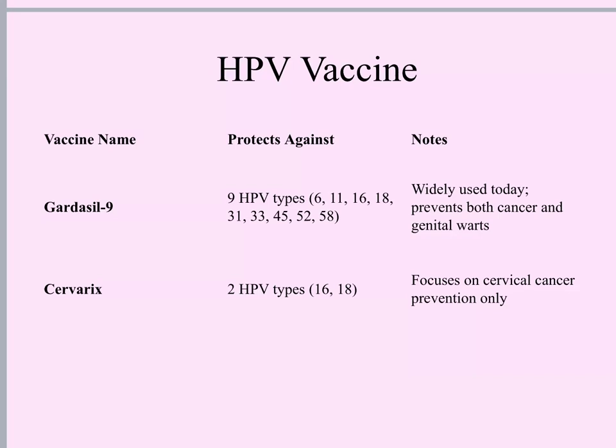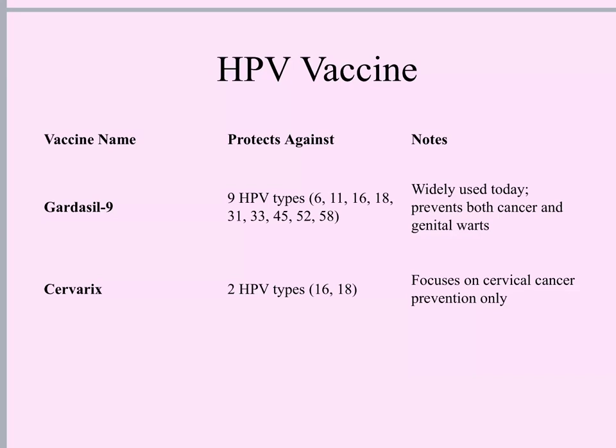HPV vaccines. So Gardasil's one that you may have heard of. Maybe a lot of you got it. It protects against 9 HPV types, so you can see 16 and 18 in there, along with all these other ones. It's very widely used today, and it prevents both cancer and genital warts. Now, Gardasil is routinely given between ages 9 to 12 years old.